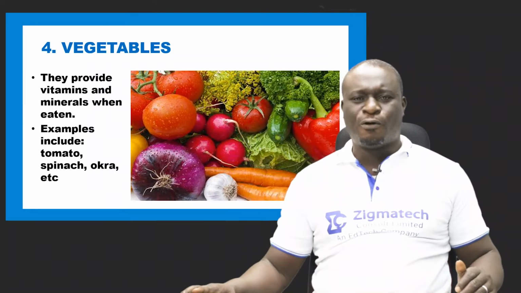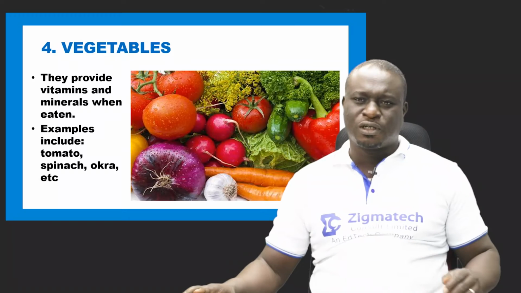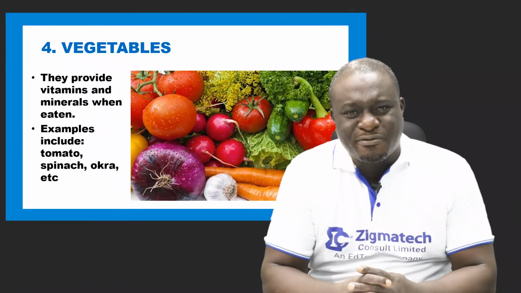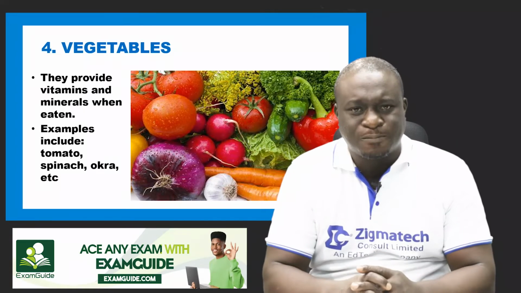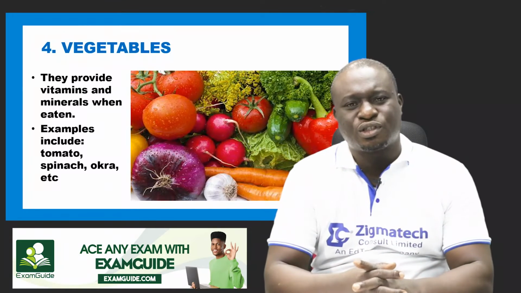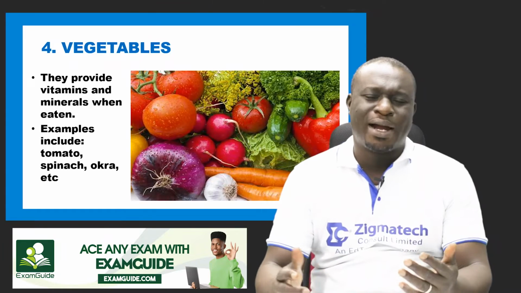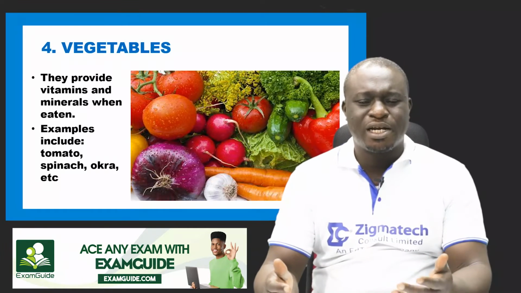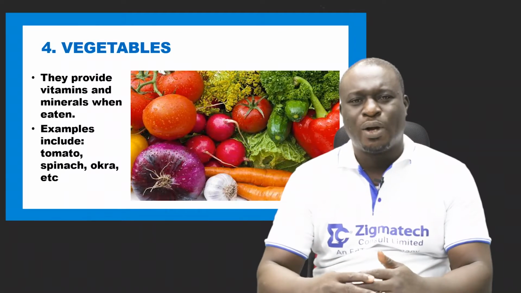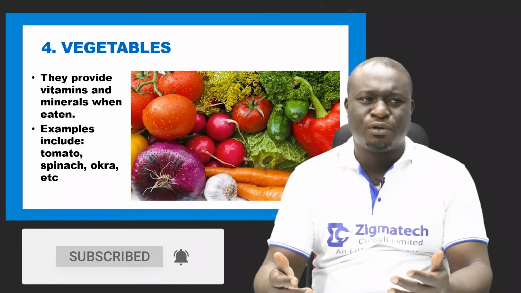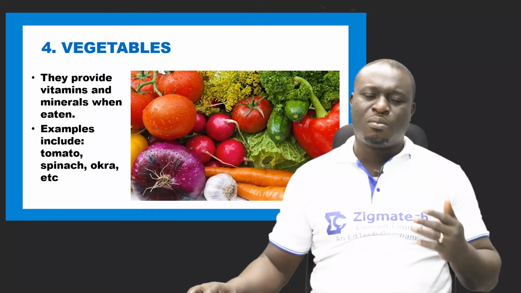We also have number four, which is called vegetables. Now, vegetables provide vitamins and minerals when eaten. Examples of vegetables, we have tomato, spinach, okra, cabbage, and so on. These are examples of vegetable plants.